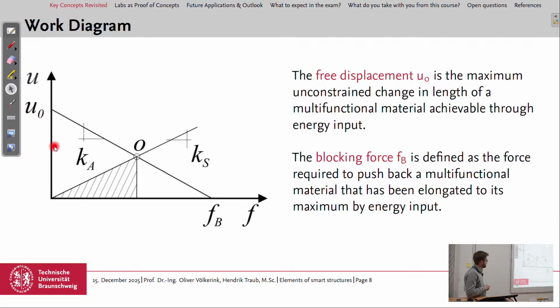We are here on the y-axis at the highest force, the blocking force, and it's still with an active field, so field activated. And we can also see the structural conformity here in this diagram. This is the line for the actuator, this is the line for the structure. If they have the same slope, meaning the same stiffness, then the area under this curve is maximum, so maximum work capacity.